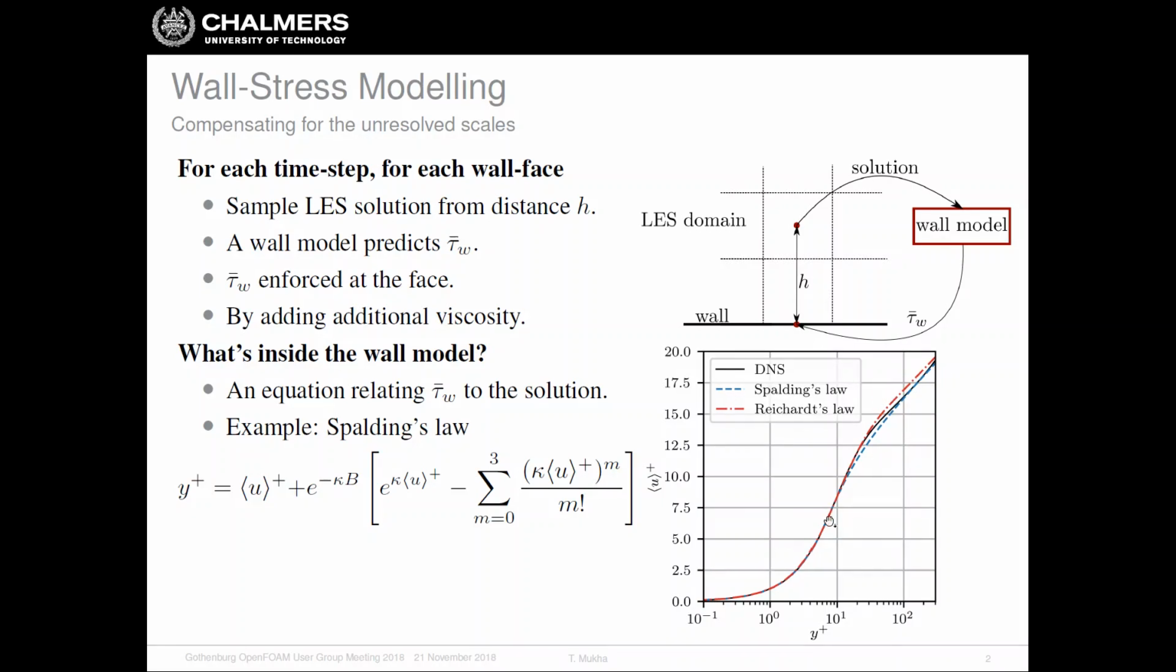And then we can see that the Spalding law is basically a fit to the DNS data here, more or less. And that's not the only such law. There are many others. So, for instance, Reichardt's law is another such law that provides a fit. Probably the most simple algebraic wall function is basically just the log law, which is only valid in the log law region. So what's good with both Spalding and Reichardt is that they're valid all the way from the wall.